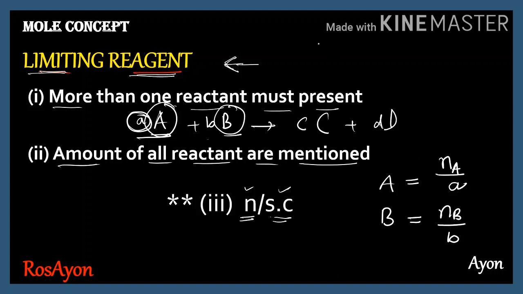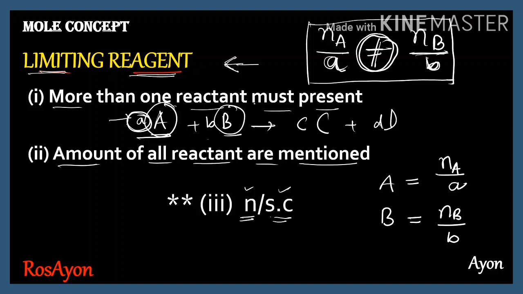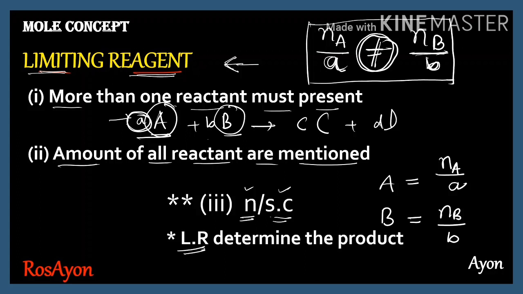Clear? Now if nA divided by a not equal to nB divided by b, then the problem is on the limiting reagent. If they are the same, that is not a limiting reagent problem. And here also an important point, which is the limiting reagent, LR, determines the product. Okay. Now the question, how will you determine the limiting reagent?